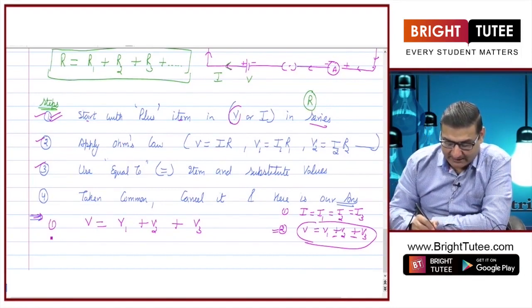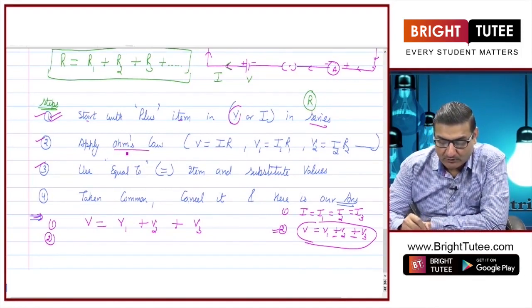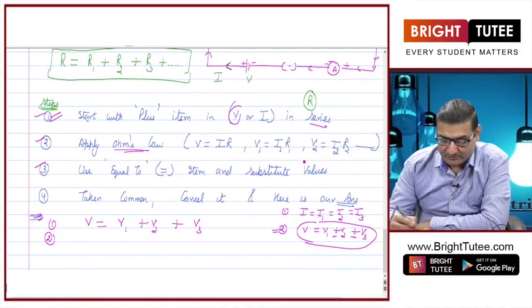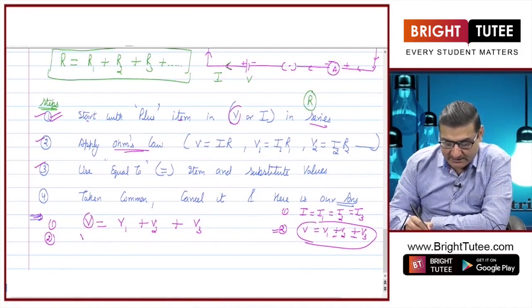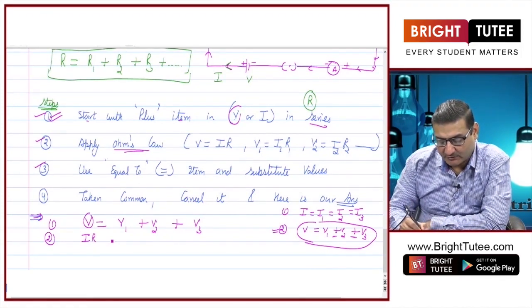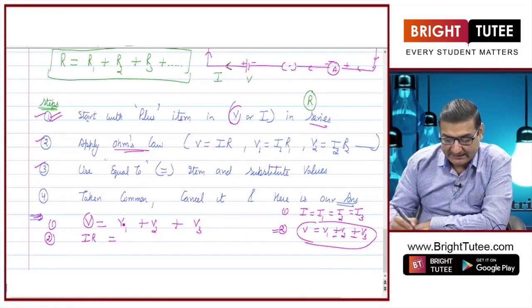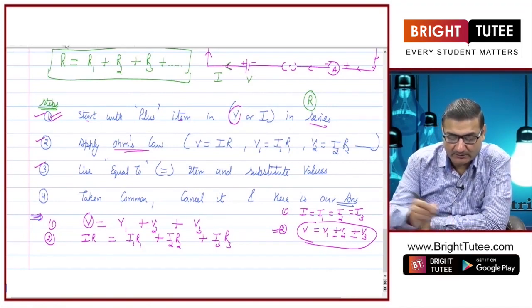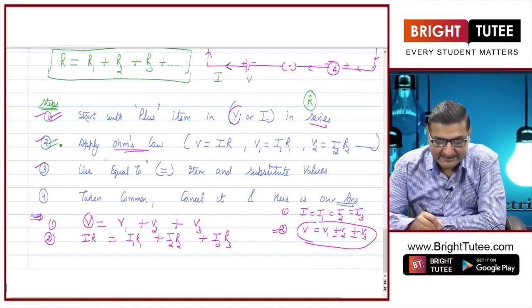Now the second step I will do is I'll apply Ohm's law, that is V is equal to IR, V1 is equal to I1 R1 and so on. So instead of V, I can write IR because V is equal to IR. Rather than writing V1, I can write I1 R1 plus instead of V2, I can write I2 R2 and instead of V3, I can write I3 R3 and so on. Fine. This is my second step.